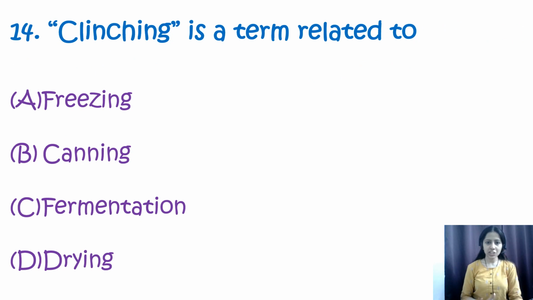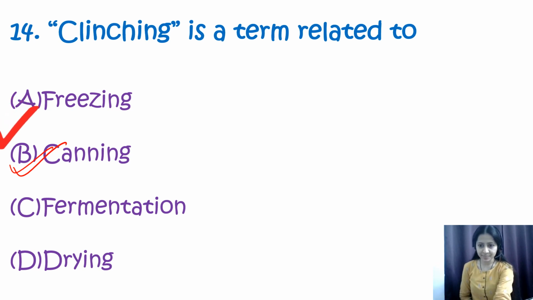Number 14: clinching is a term which is related to? Options are freezing, canning, fermenting or drying. So over here the correct option is B, that is canning. The term clinching is related to canning, and clinching refers to the process of sealing the lids onto the cans after they have been filled with the product. It basically involves crimping, rolling or sealing the edges of the cans to secure the lid in its right position, ensuring it is tightly sealed and preserves the content filled in it. So my correct option is B, that is canning.